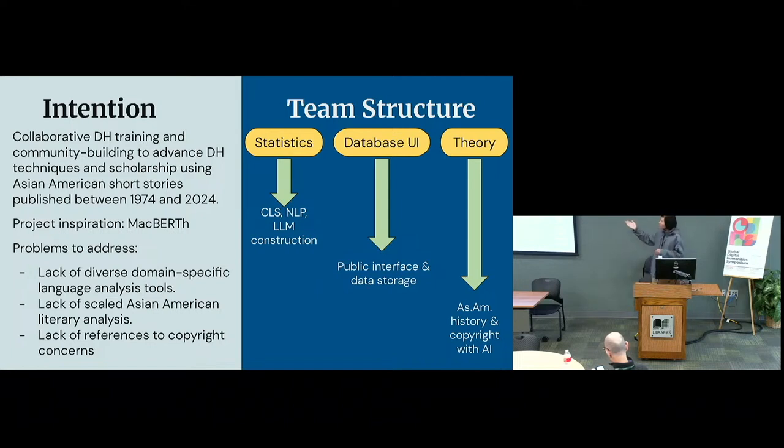So first we have the statistics branch, which conducts statistical analysis, including language model construction or more traditional natural language processing tools. Second branch is the database, which will be mostly building the public interface. Or they are already doing that. They are building the public interface to showcase those short stories. And lastly, the theory part combines the study of Asian American history, and then looking at the copyright issues that we'll get into.